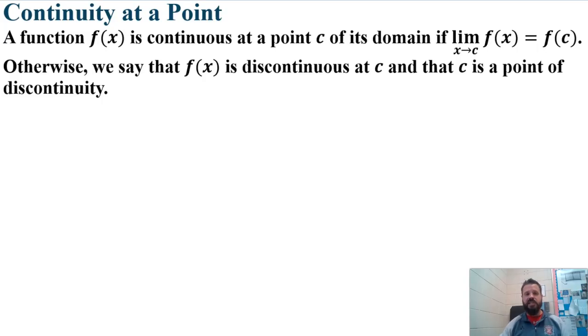So first off, let's define continuity at a point. I'm going to say that a function f of x is continuous at a point c of its domain if the limit of f of x as x goes towards c is equal to just f of c. So if we get the same value when we evaluate the function and the limit at c, we'd say that function is continuous at c. Otherwise, if that's not the case, we say that a function is discontinuous at c and that c is a point of discontinuity.